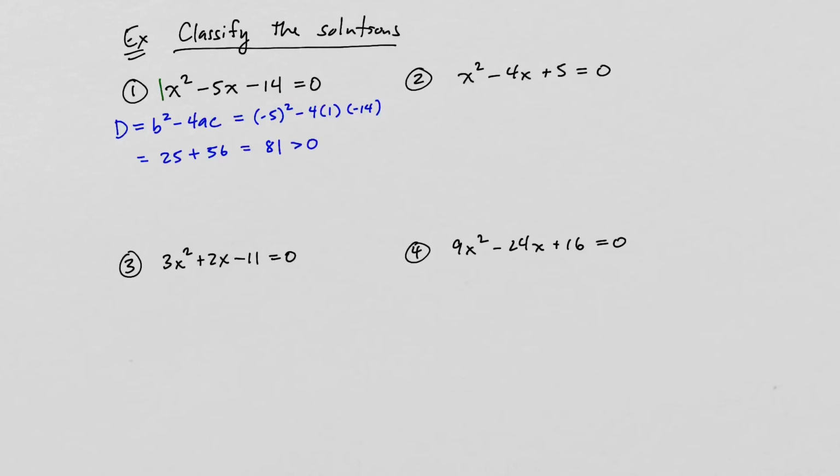81 is a positive number. So we know there are two real solutions. However, 81 is also a perfect square. So not only do we know that there are two real solutions, we know in fact that there are two rational solutions. Now, if you're wondering what that means, two rational solutions, that means we have two nice solutions.